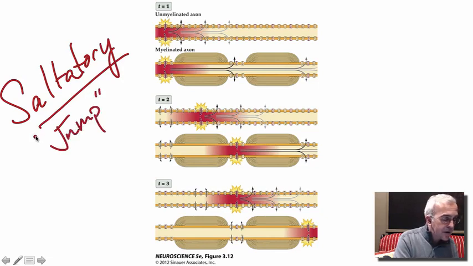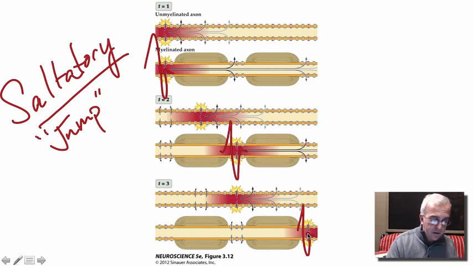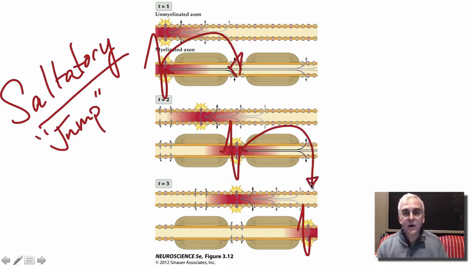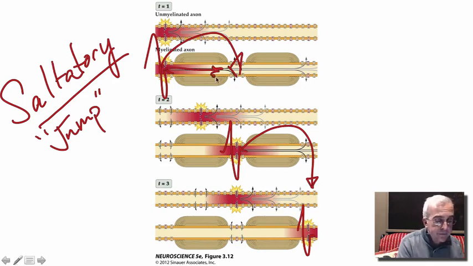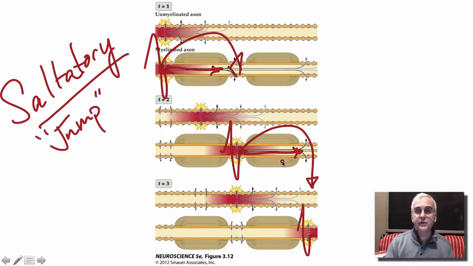So the implication is that the action potential jumps from one node to the next along the length of this myelinated axon. And it's because the action potential need not be regenerated along each adjacent segment of membrane. Because of the efficiency of the passive flow of current along the length of the myelinated segment, action potentials only need to be regenerated at each node. So there's this jumping of signal from one node to the next, to the next, to the next along a myelinated axon.